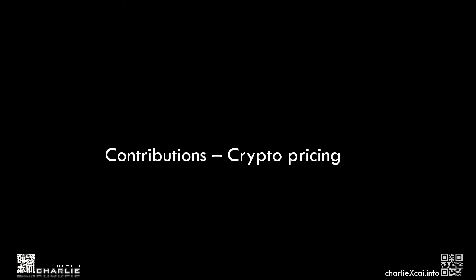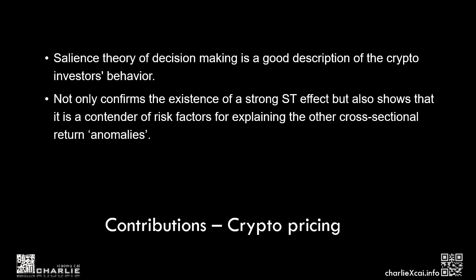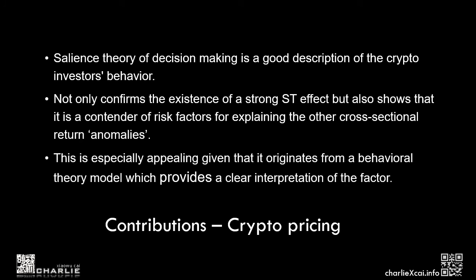Our study makes 3 contributions. First, we contribute to the understanding of cryptocurrency pricing. We show that salience theory of decision making is a good description of cryptocurrency investors' behavior. Not only is there a strong salience effect in the cryptocurrency market, but also a salience theory factor can be a strong contender of risk factor for explaining other predictable cross-sectional returns. This is especially appealing given that salience theory originates from a behavioral theory model, which provides a clear interpretation of this factor.